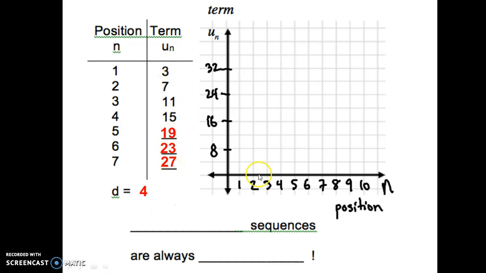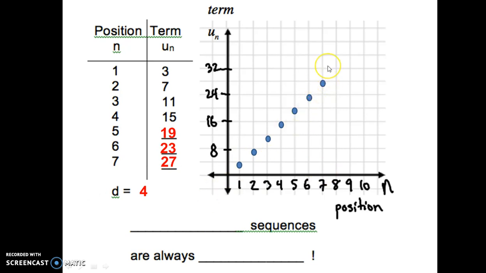There it is. All right, now we're going to graph it. At position 1, it was a 3, so that point is right there. At position 2, it was 7, so that point is there. At position 3, it's 11, and so on and so on. Please continue adding the points. And what do you notice? We go all the way up to position 7, which is 27 in the sequence.